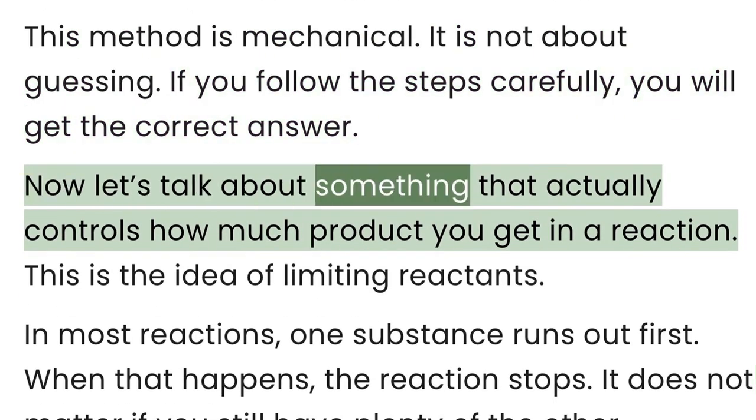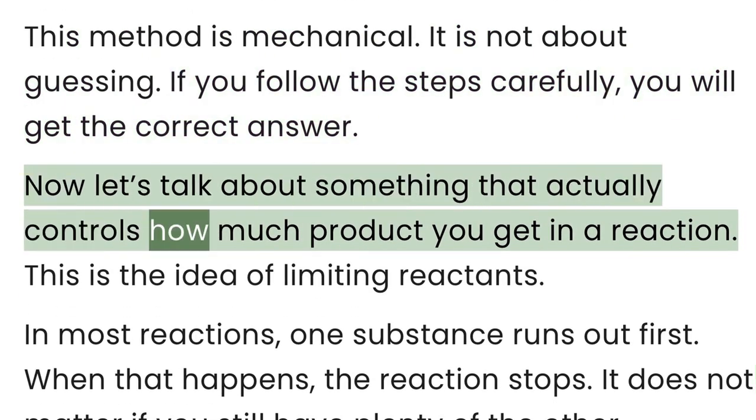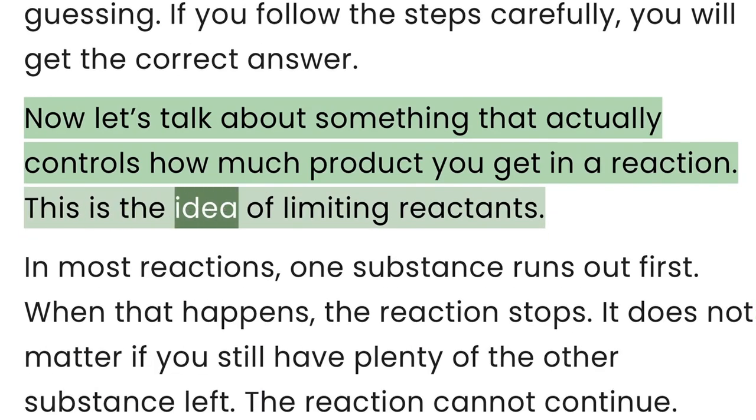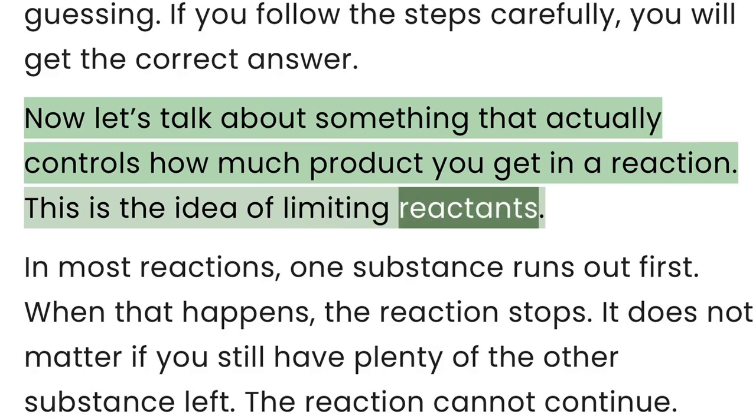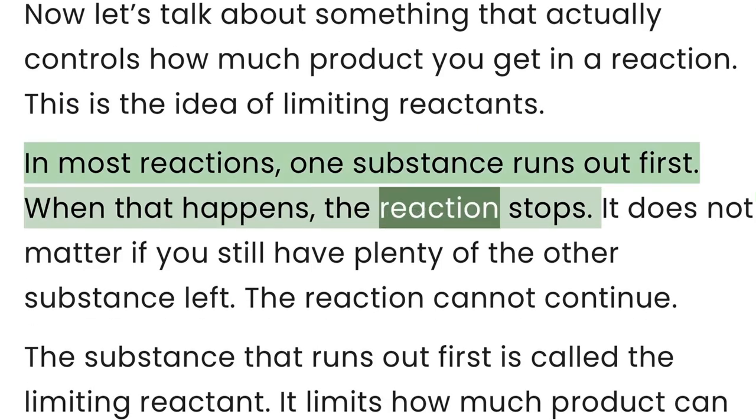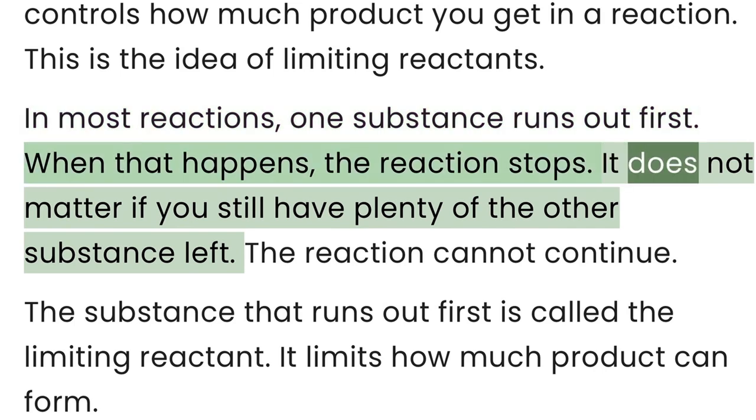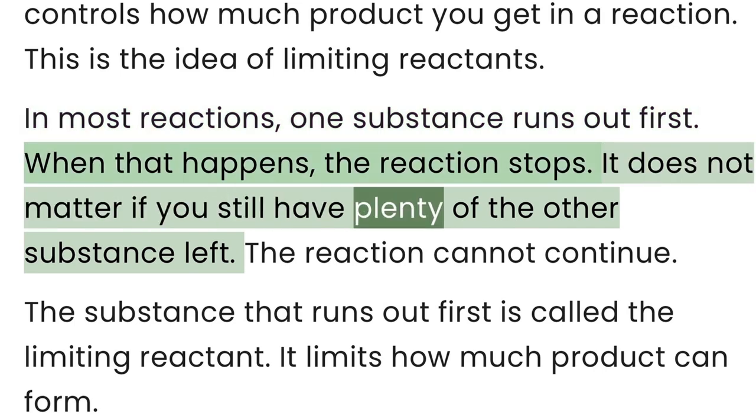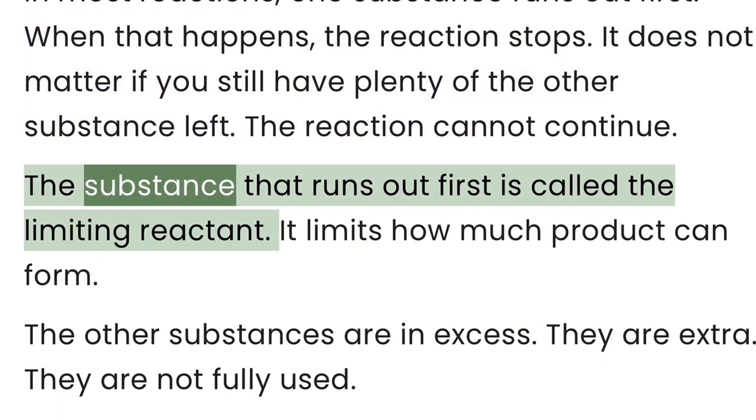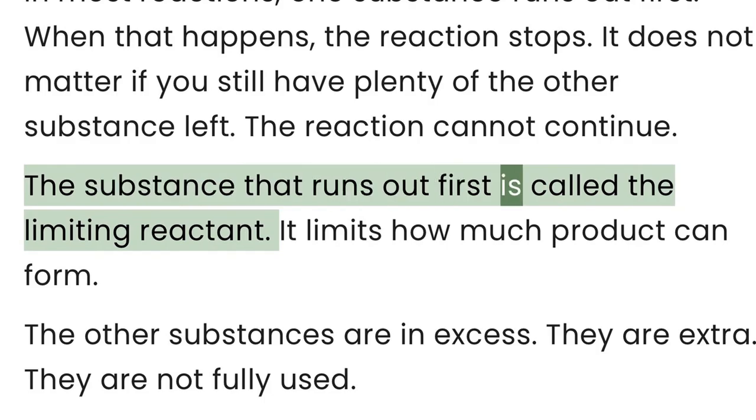Now let's talk about something that actually controls how much product you get in a reaction. This is the idea of limiting reactants. In most reactions, one substance runs out first. When that happens, the reaction stops. It does not matter if you still have plenty of the other substance left. The reaction cannot continue. The substance that runs out first is called the limiting reactant.